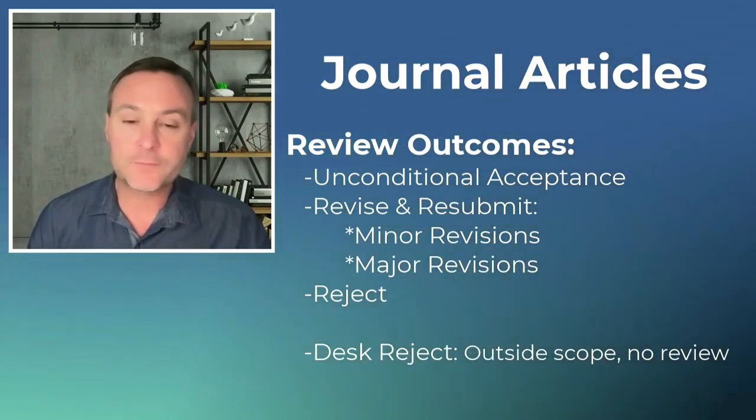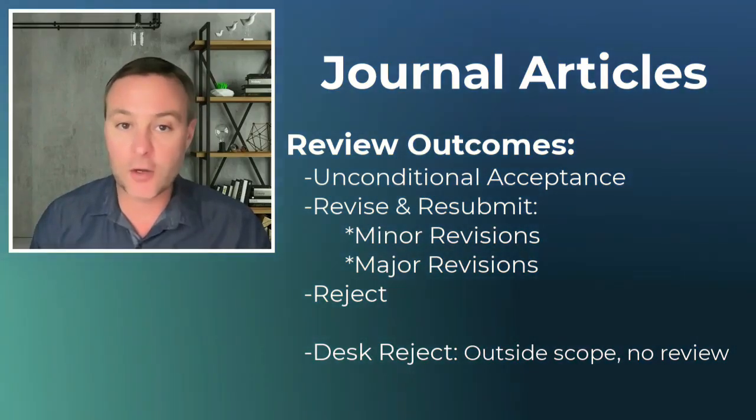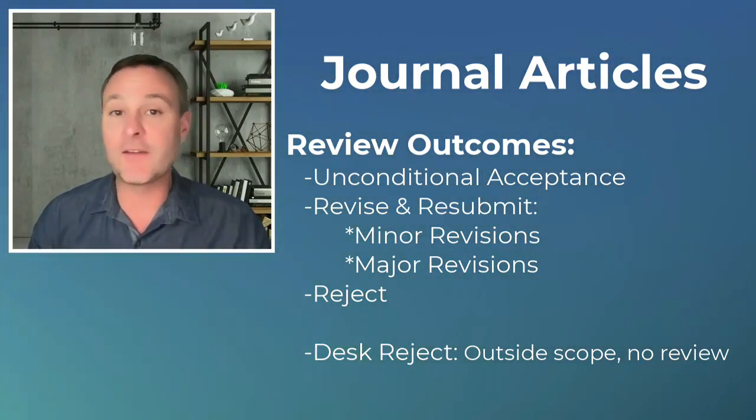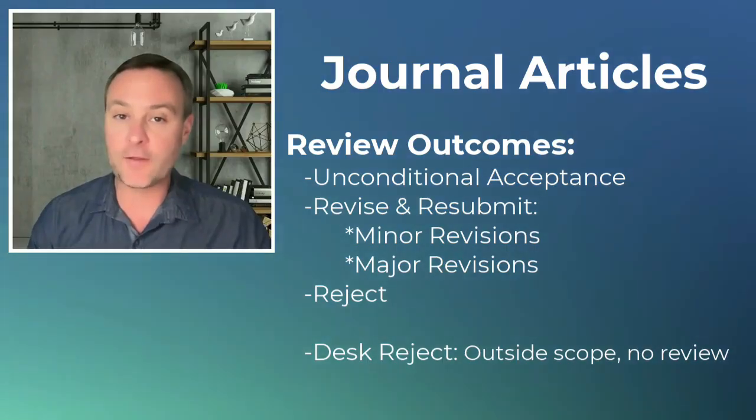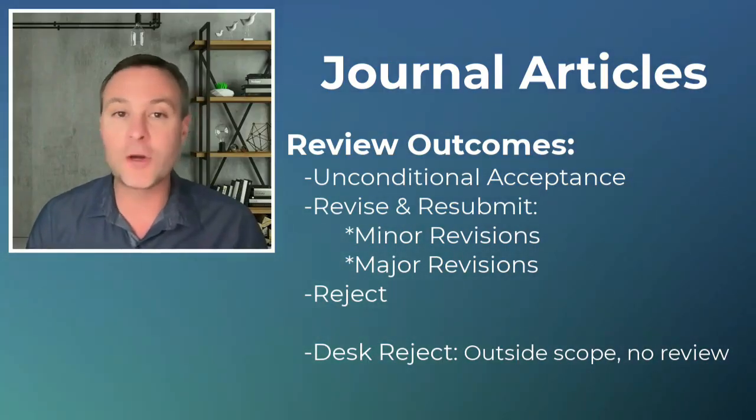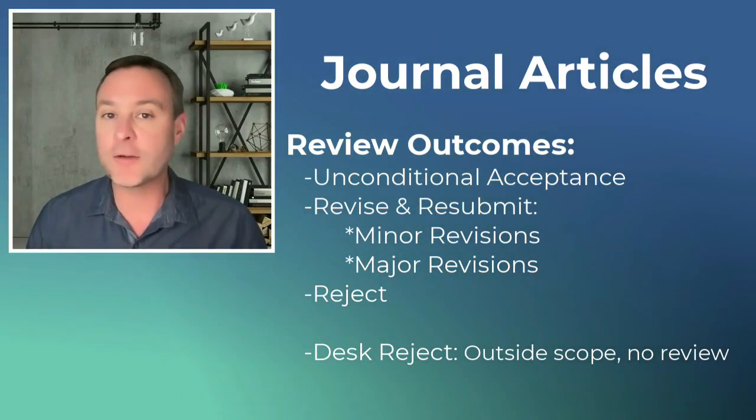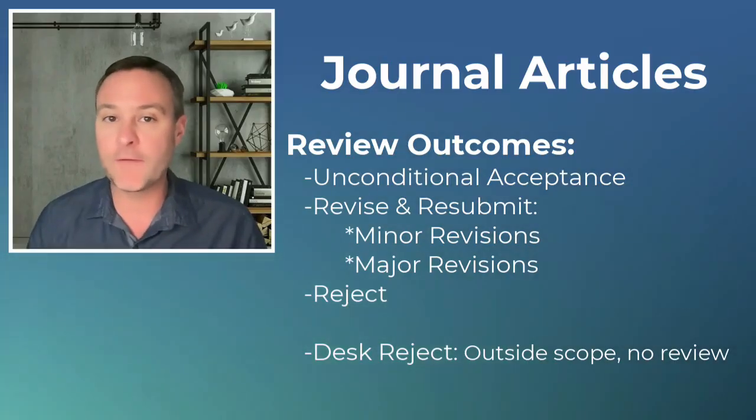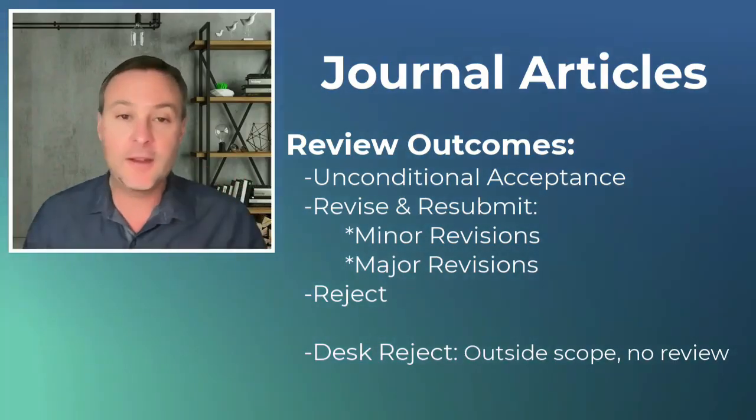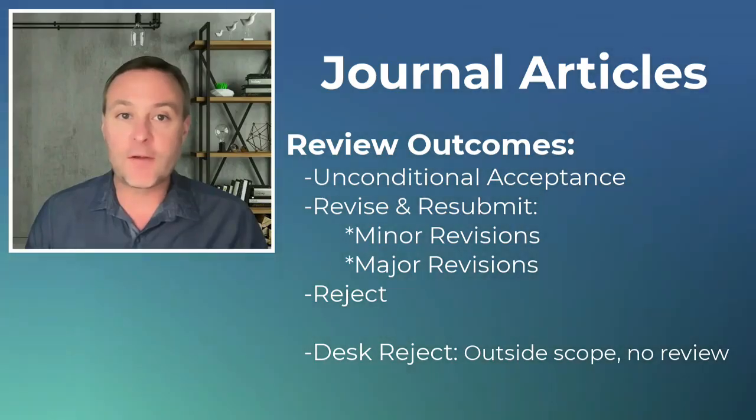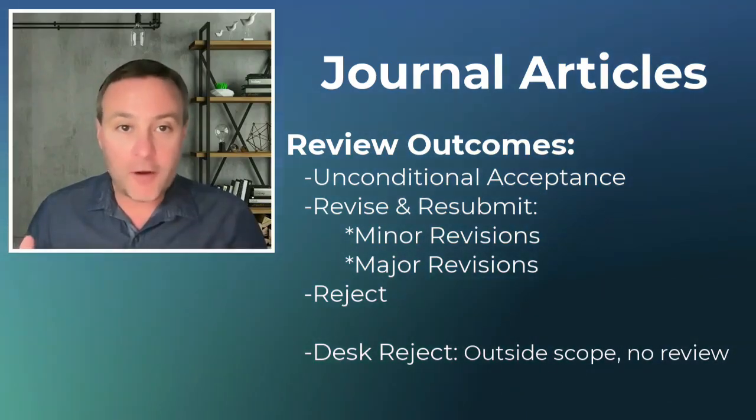Now, it is possible that you submit an article to a journal and it doesn't even go out for blind peer review if the lead editor feels like there's some fatal flaw in the paper or it's outside the scope of the journal. Then they'll reject it before they send it out to blind review. That's called a desk reject, and that usually happens pretty quickly. So there's quite a rigorous process.